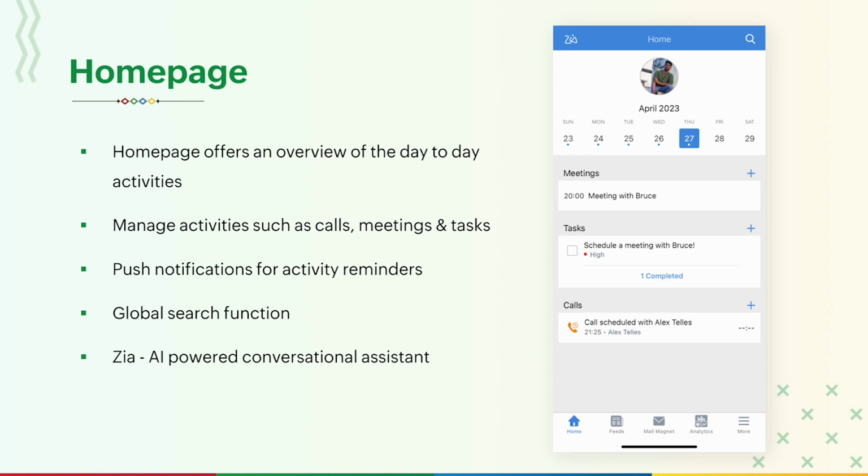Another notable feature that can be accessed from the homepage of the app is Zia. Zia is nothing but an AI powered conversational assistant with which you can provide commands over voice and chat to perform various actions in the CRM, such as creating a record, initiating a call, or converting a lead, etc. Now that we have seen all about the homepage, let us move to modules.